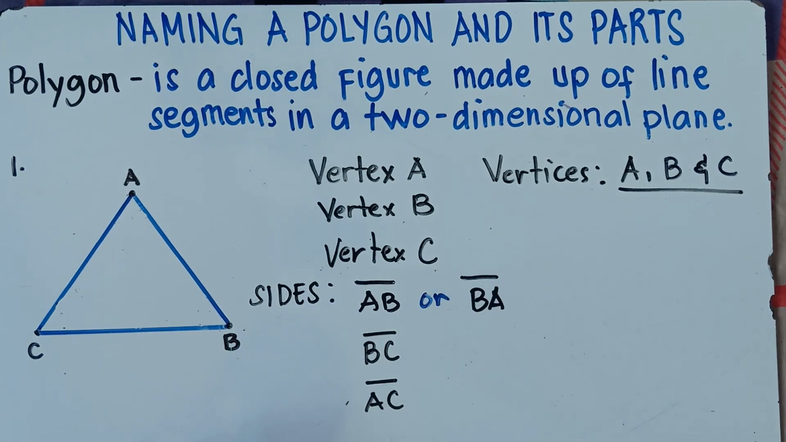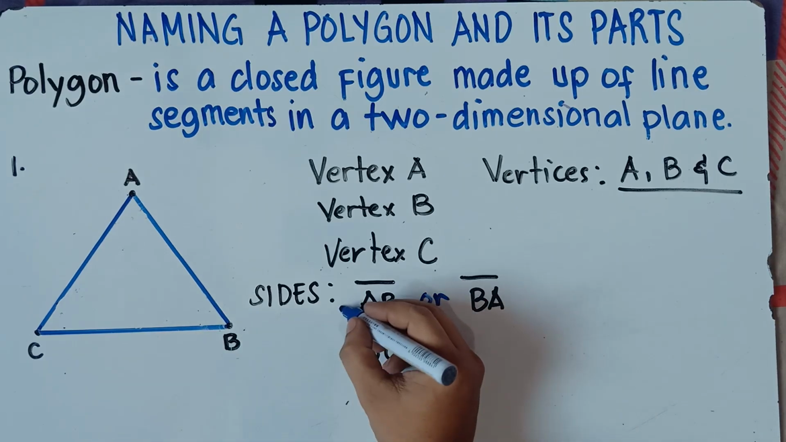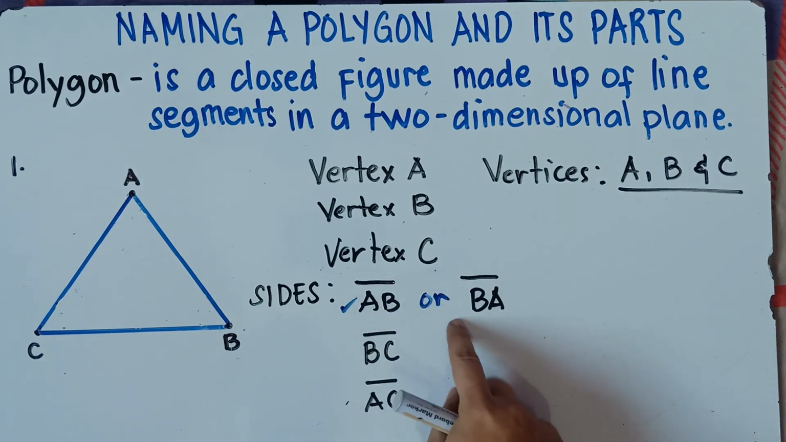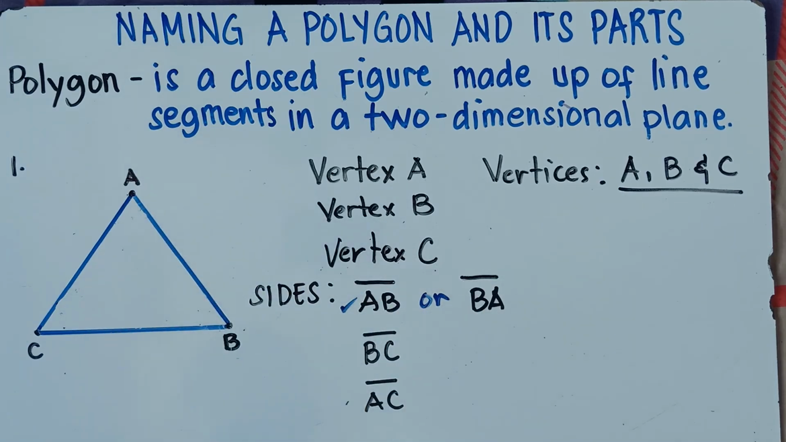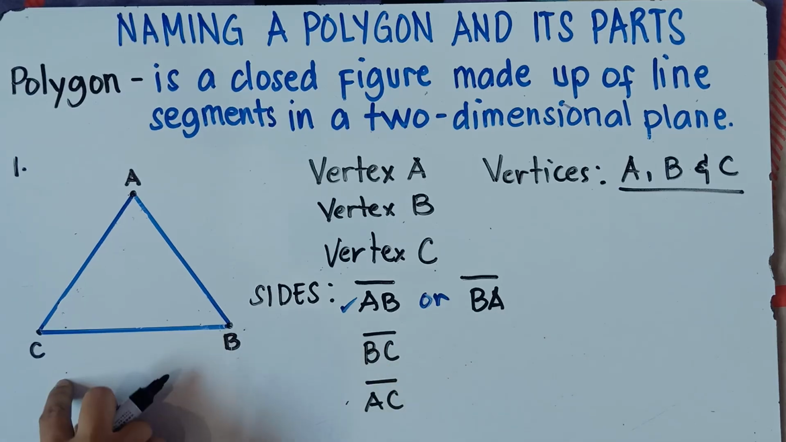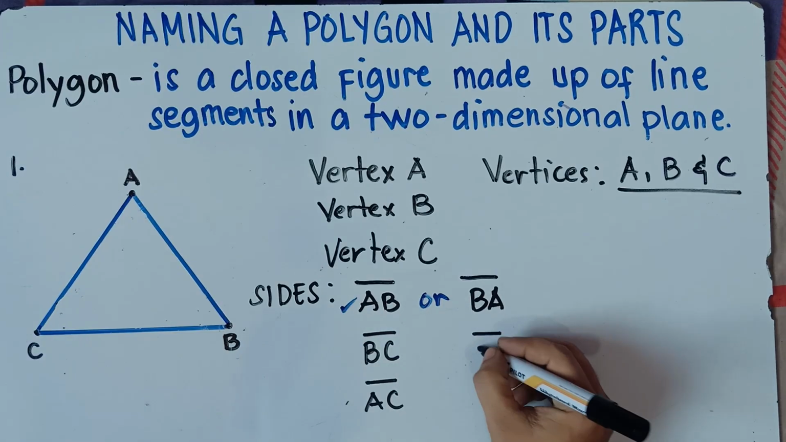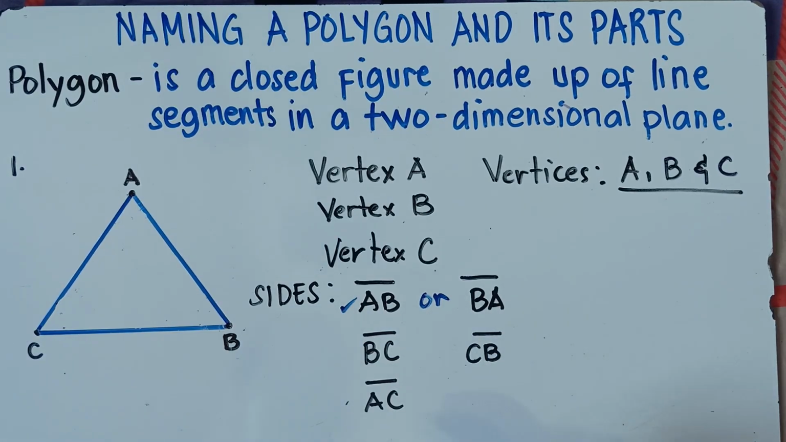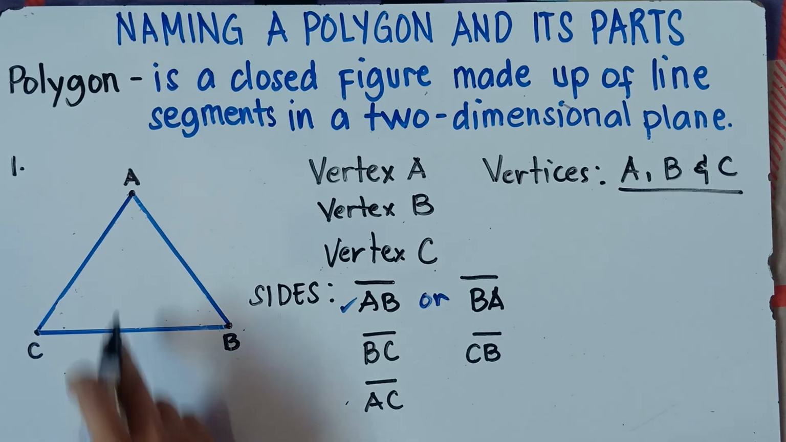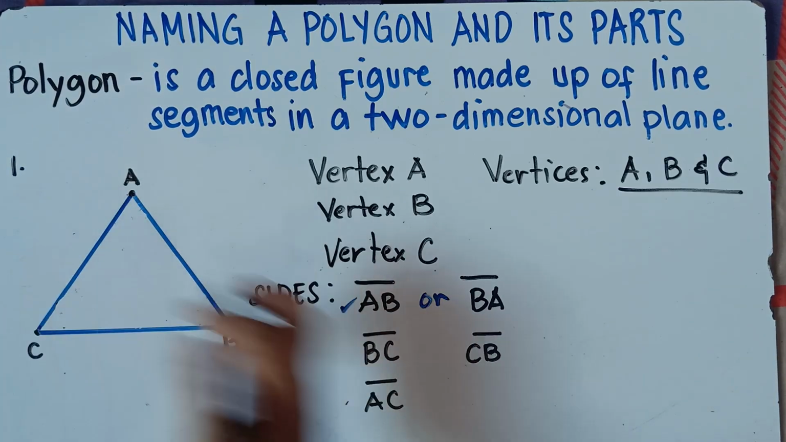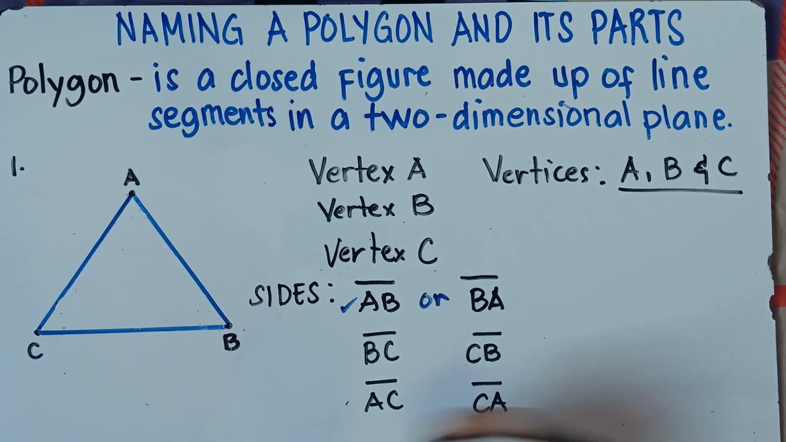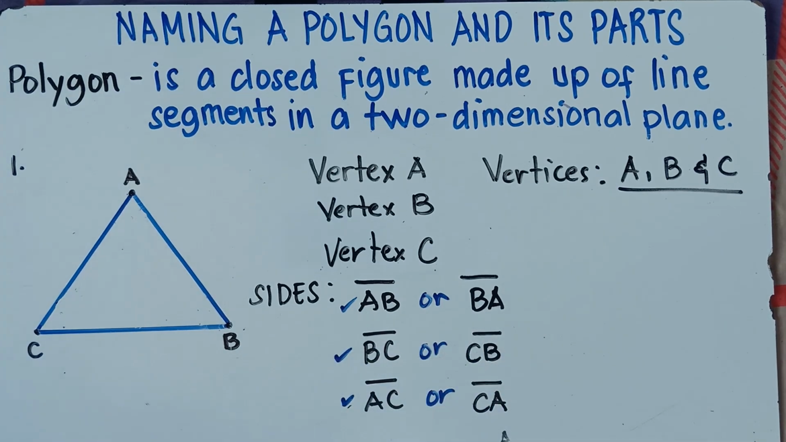Alright, so let's have OR. We have the first side, AB, or once again, you can read that one as line segment BA. Second side, BC, line segment BC, or line segment CB. This is just the same, it's up to you which you prefer. Next, we have line segment AC or line segment CA. So let's just write OR. It's up to you which you prefer. You can choose this side or this side. So we have 3 sides.